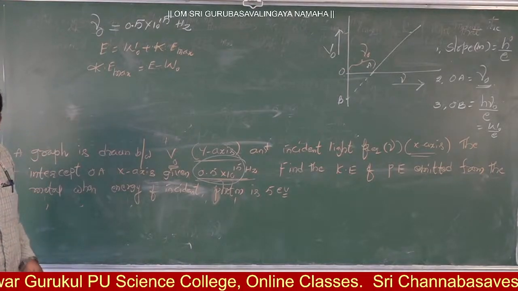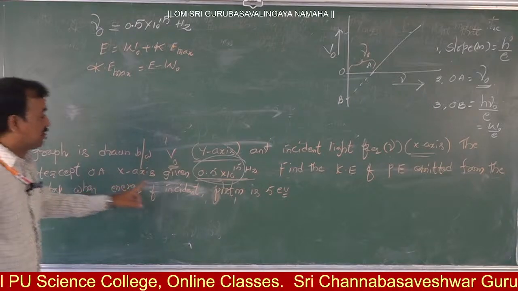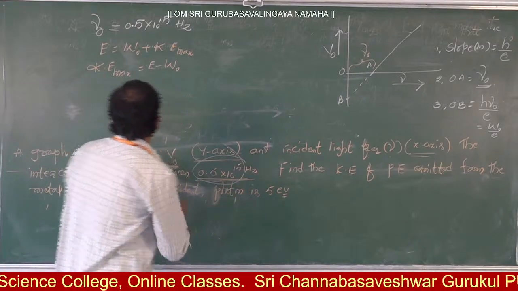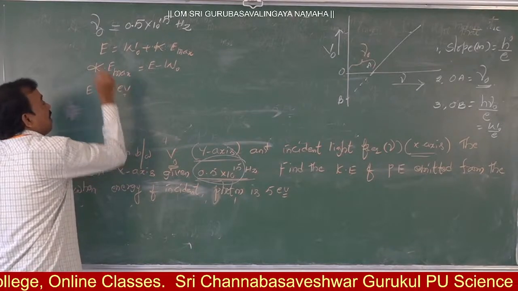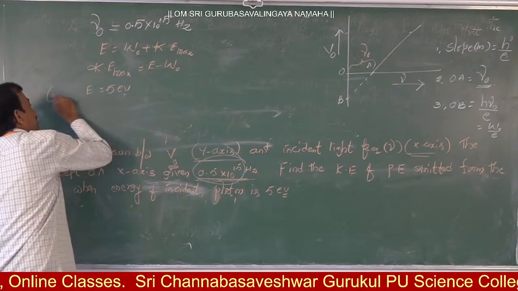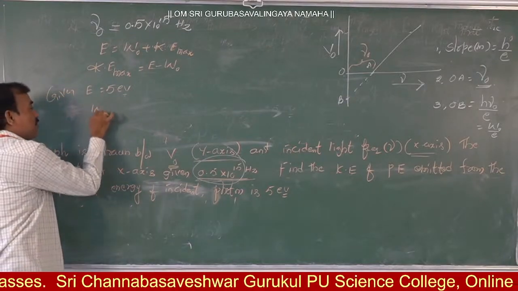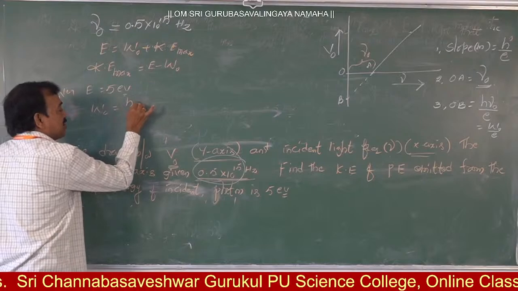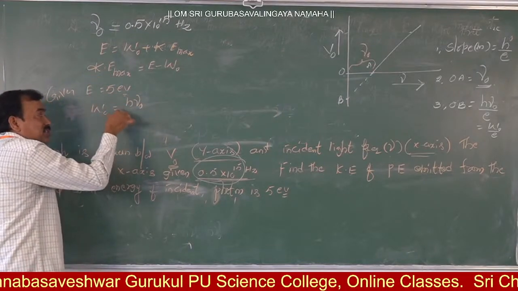Some students get doubts here. In this question, E is given as 5 electron volt. W naught is not given, so what is the W naught equation? W naught is equal to hc by lambda naught, or H nu naught.